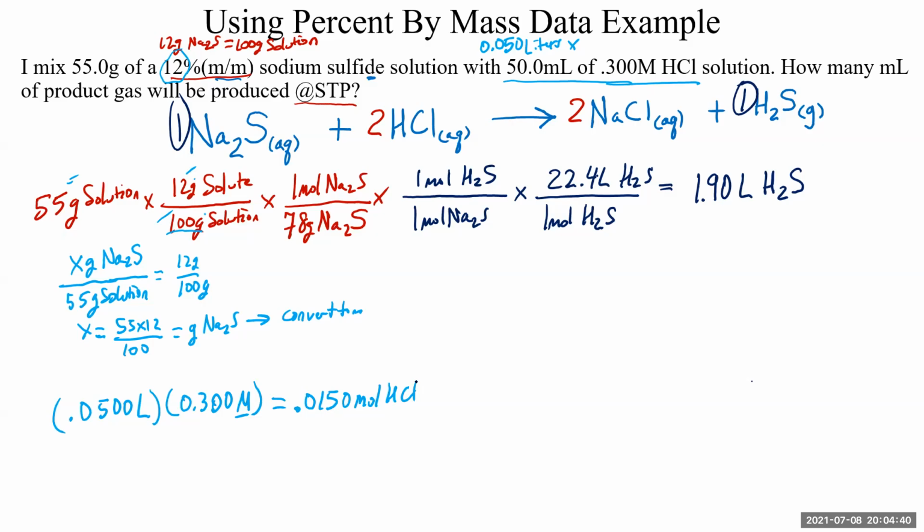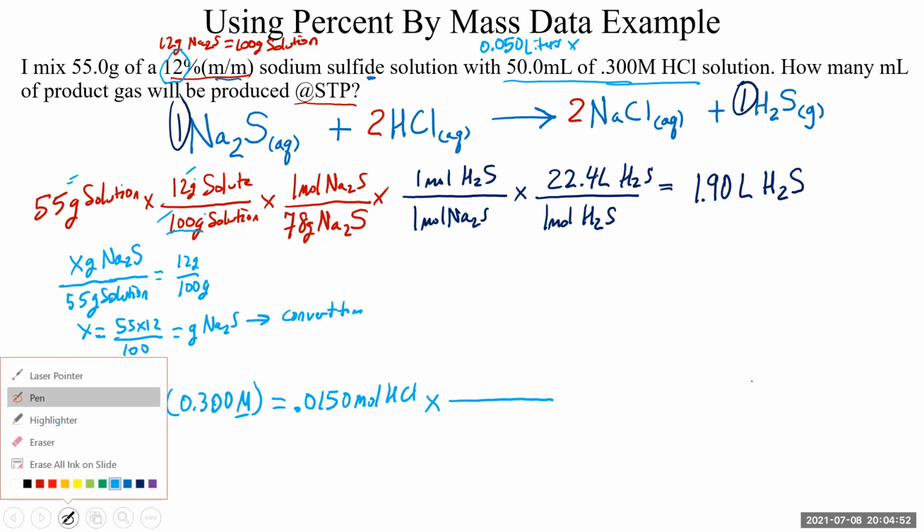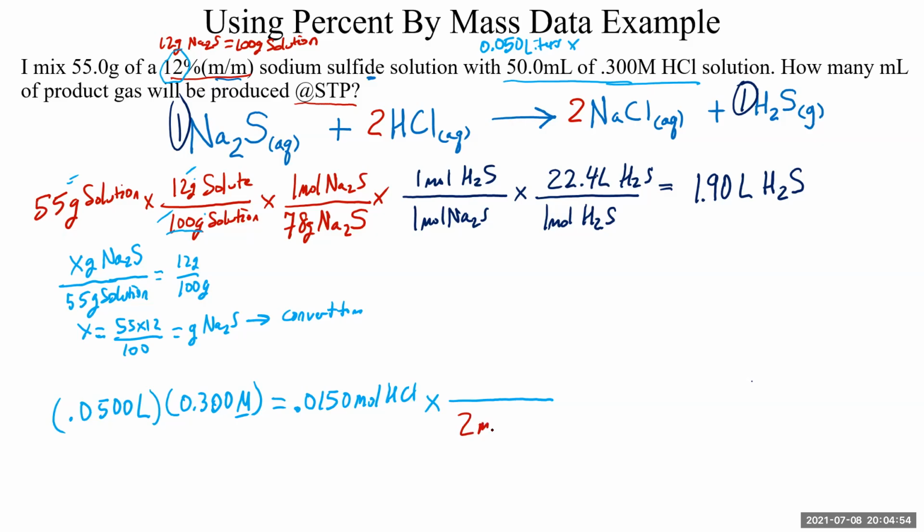Let me double check my math. 0.05 times 0.3, 0.015, yeah. 0.015 moles of HCl, and then we use that to calculate. We know that it's 2 moles of HCl for every 1 mole of hydrogen sulfide, H2S.